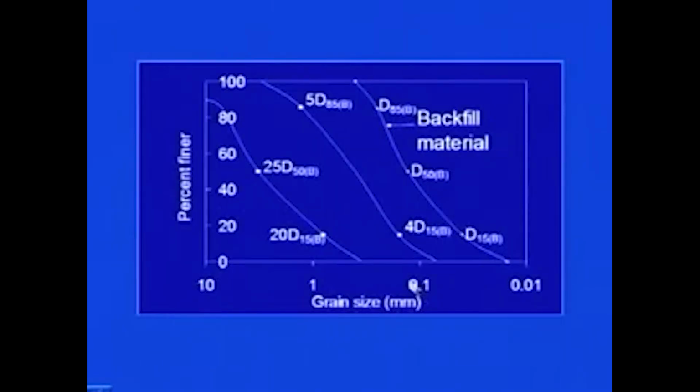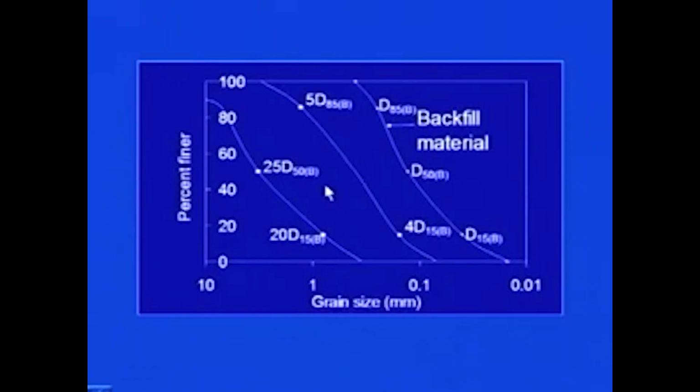So you see here, by taking into account all the 4 conditions, that is, 4 times D15 of backfill, 5 times D85 of B, 25 times D15 of B, and then 25 times D50 of B, you have the limiting 2 curves. You see, one is this, another is this. So this is the range in which you can choose any filter material.